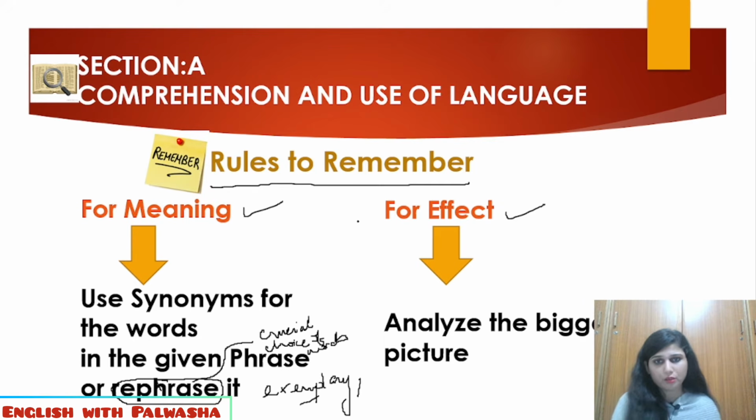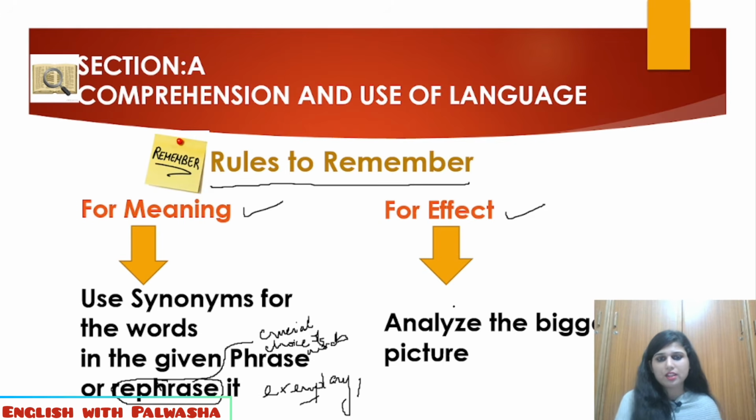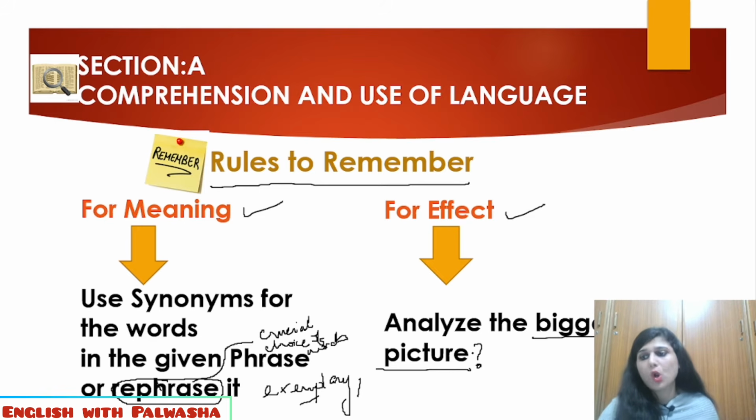I go back to this: writer's craft, meaning and effect. Meaning is a short part where you just take out from the passage, write the meaning, and rephrase it using your own synonyms. In the effect, it analyzes the bigger picture. The bigger picture means the whole game starts from this thing, right? So for effect, it would be the impact on the reader's mind.